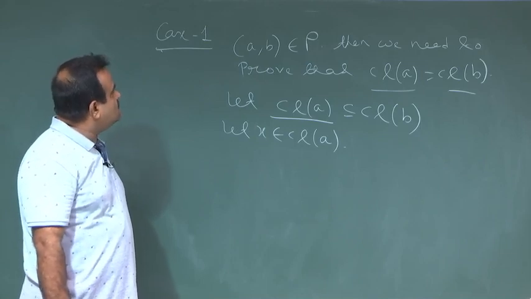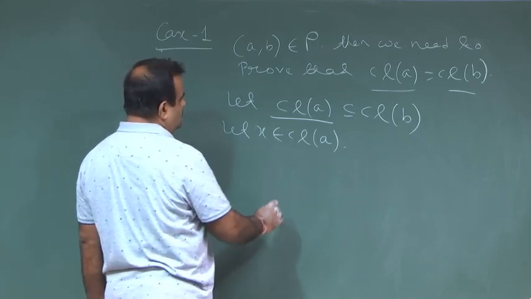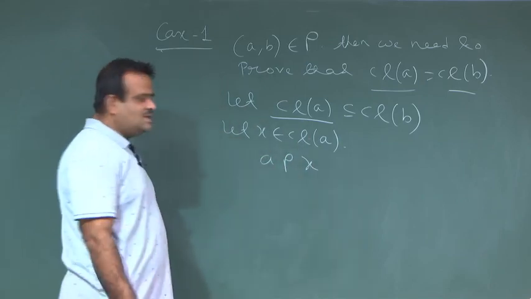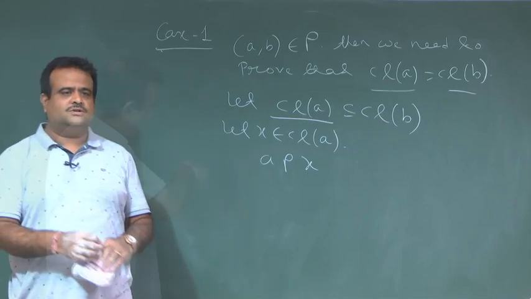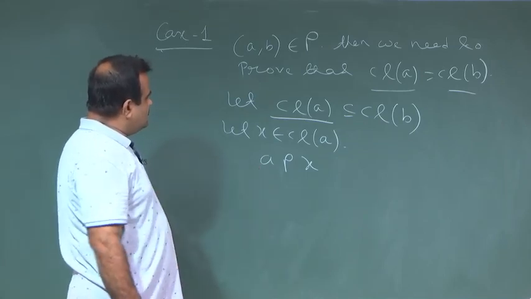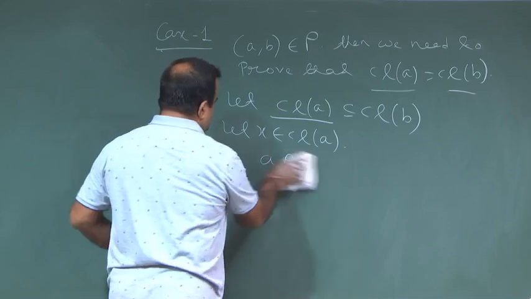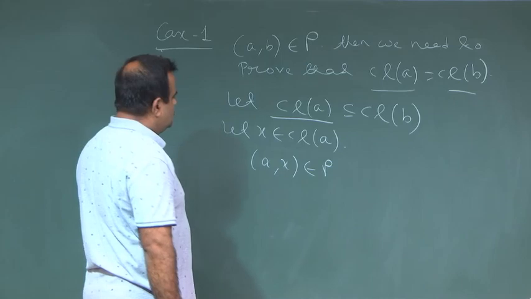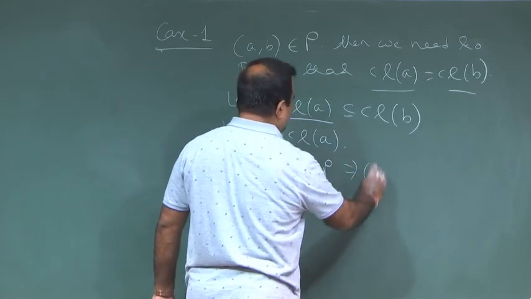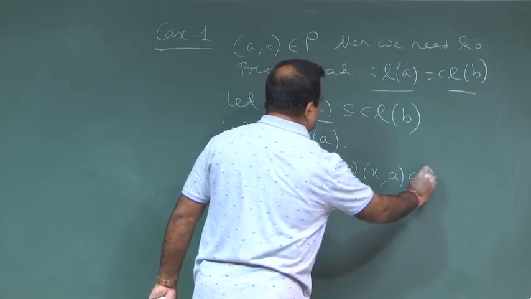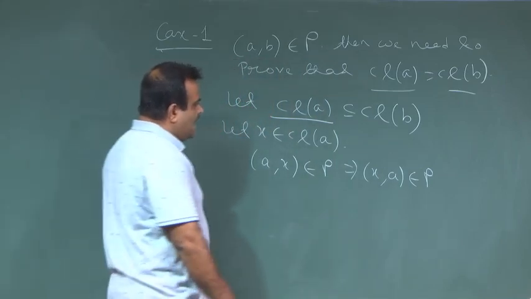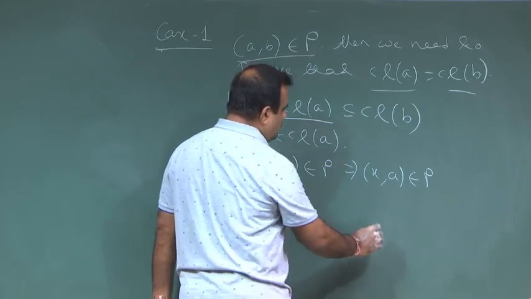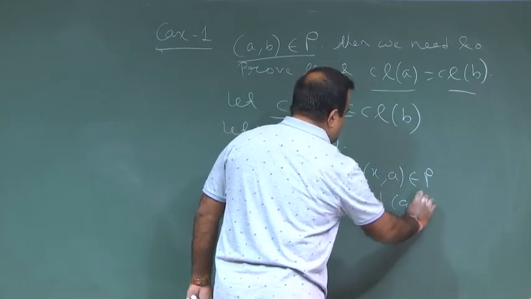So, x belongs to class of A means what? X belongs to class of A means A is related with x. That is the definition of class of A. Class of A consists of those. Now, if this is so, that means (A, x) belongs to rho. So, now this means (x, A) belongs to rho because of the symmetric property of rho, and we know this (A, B) belongs to rho, we know. So, and also we know (A, B) belongs to rho.